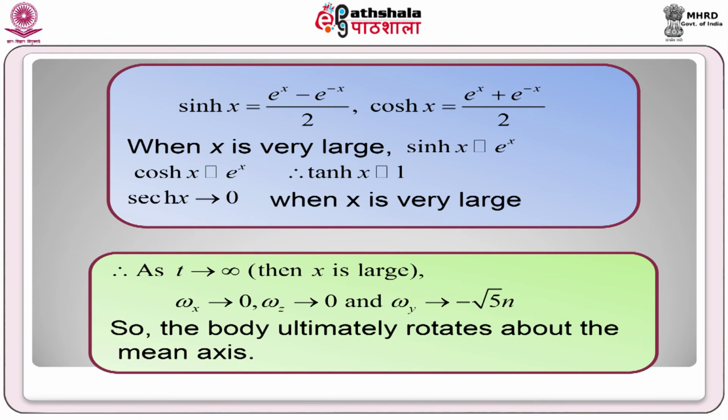Therefore, as t tends to infinity, that is for large time, x, which is the displacement, is also large. Therefore, in that case omega x tends to 0, omega z tends to 0, but omega y tends to minus root 5n. Omega y is the angular velocity about the mean axis. So, the body ultimately rotates about the mean axis.